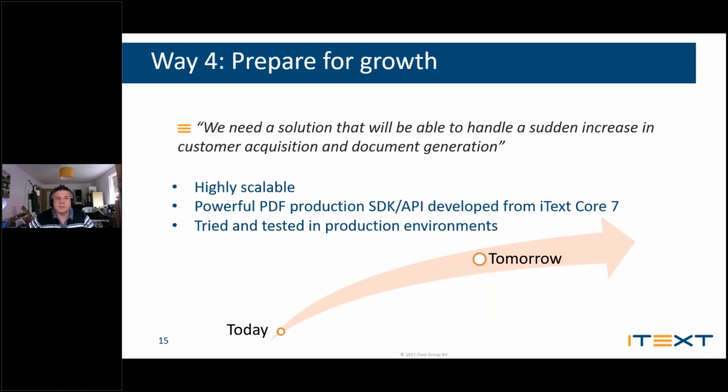So the fourth way is to prepare for growth, prepare for the future. As the company grows and our customers grow, we always want to know whether our PDF creation solution can keep up with the increasing volume of PDFs. iText Ditto is built on top of our iText Core 7 solution. iText Core has been out there for more than 20 years, so it's a very robust, well-tested solution.